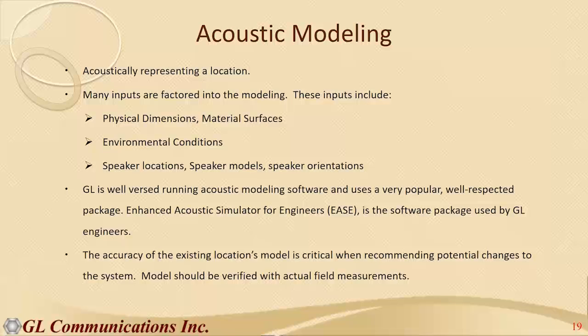The accuracy of the existing location's model is critical when recommending potential changes to the system. What I mean by that, and I'll harp on that a little bit as we move forward here, is that what you first have to do is draw your model of, let's say, a rail station and platform.